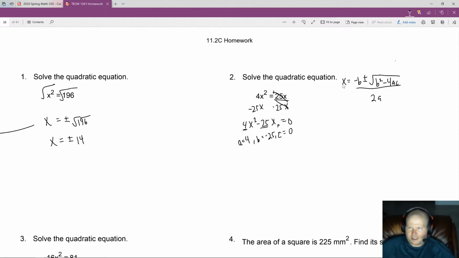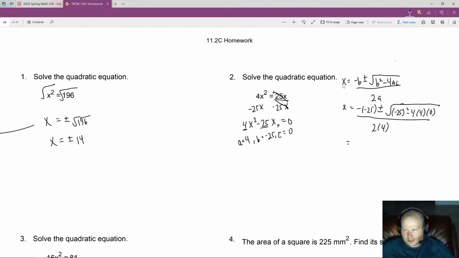Okay, so now let's plug everything in. So we say negative b, b being negative 25, so it's negative 25 plus or minus the square root of negative 25 squared minus 4ac. A is 4, C is 0. That makes that a lot easier. And then we put that over 2 times a, being 4.